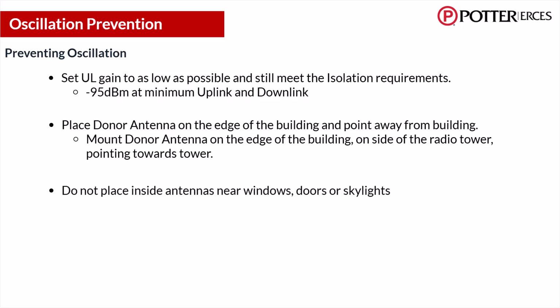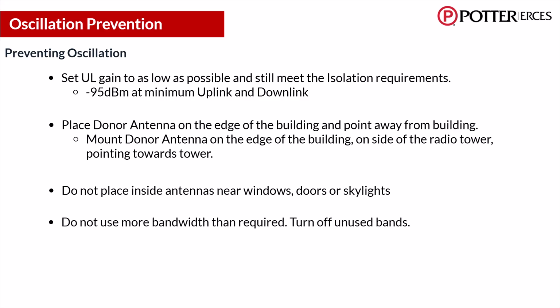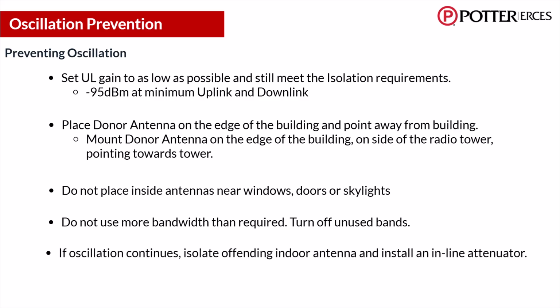Do not place inside antennas near windows, doors, or skylights. Do not use more bandwidth than is required by turning off unused bands. If oscillation continues, isolate the offending indoor antenna and install an inline attenuator to reduce its power.